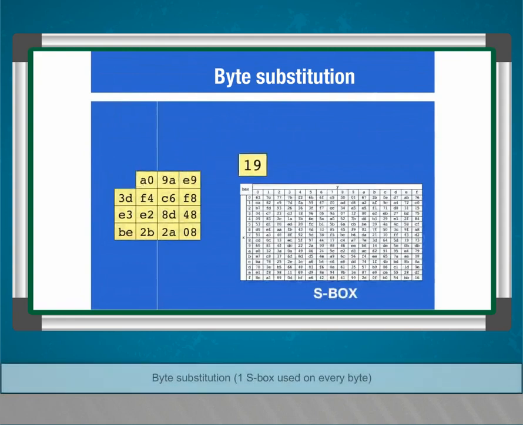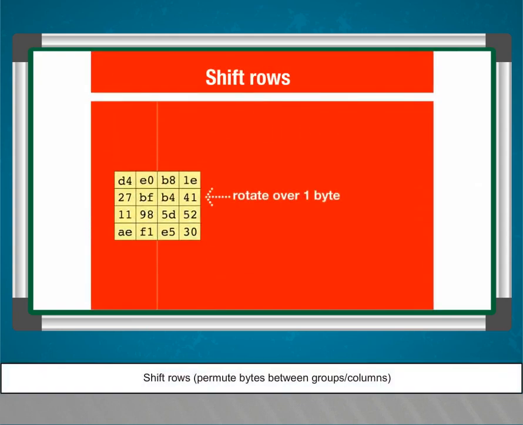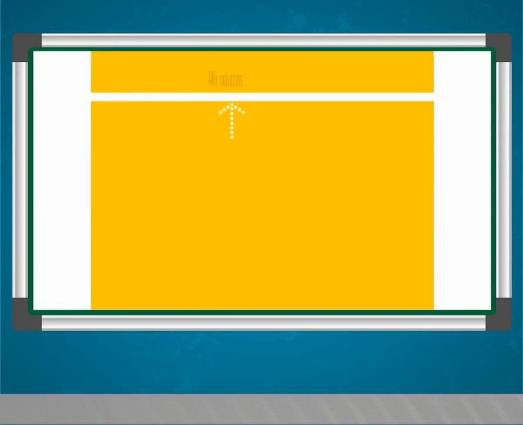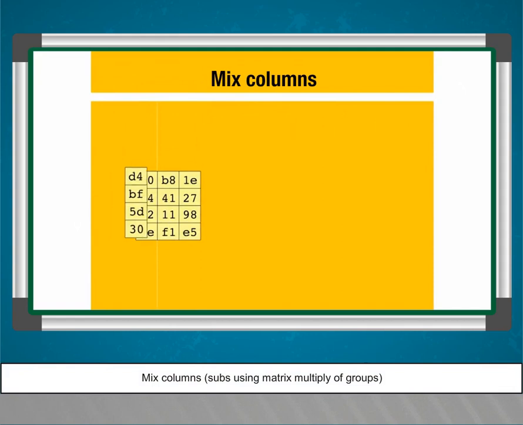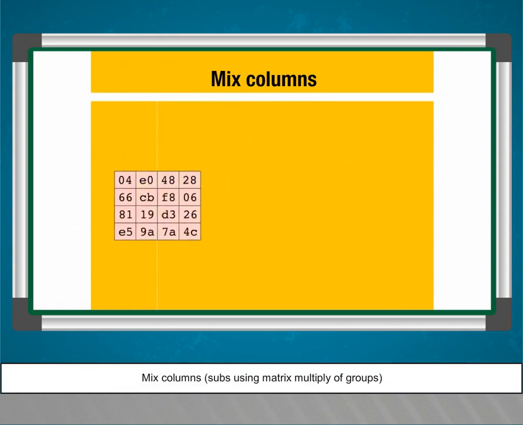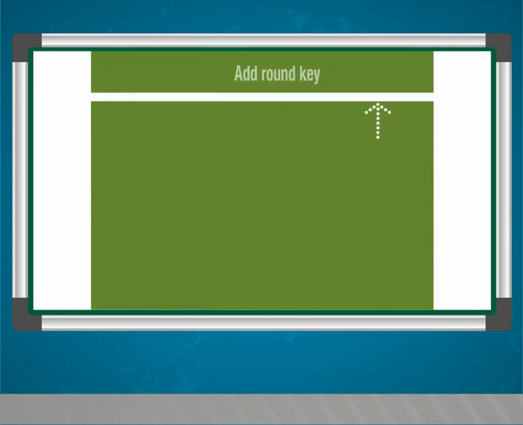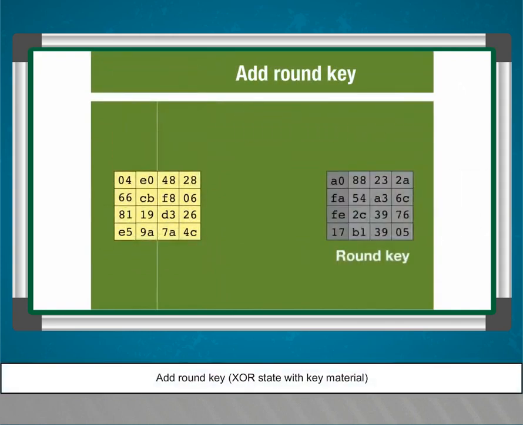Byte substitution: an S-box used on every byte. Shift rows: permute bytes between groups or columns. Mix columns: substitution using matrix multiply of groups. Add round key: XOR state with key material.